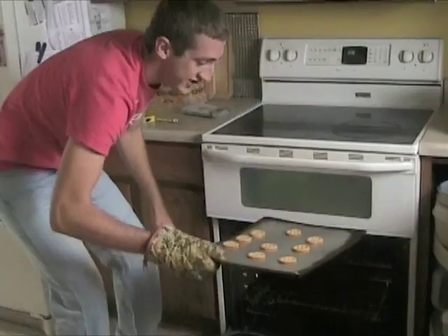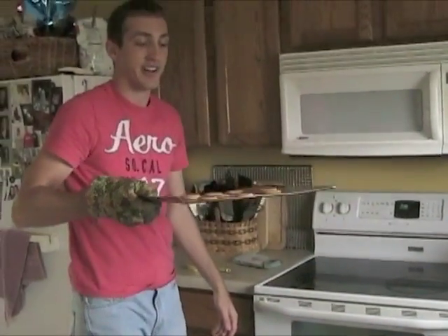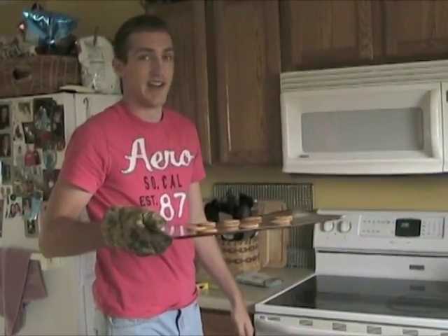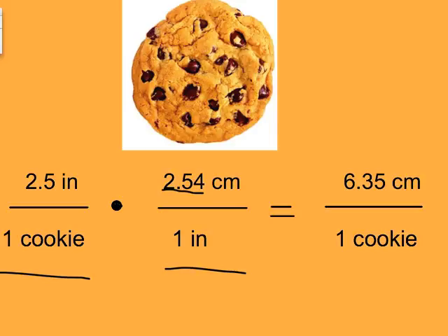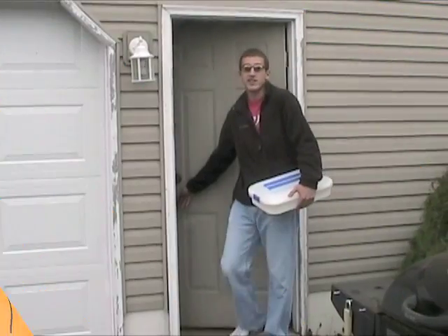The recipe says they should be 2.5 inches in diameter. In Europe, they use centimeters. Let's convert. When converting the size of our cookie to centimeters, let's look at our table and see that it is 2.54 centimeters per inch. We set up a proportion and see that the inches cancel out, and we are left with 6.35 centimeters per cookie.